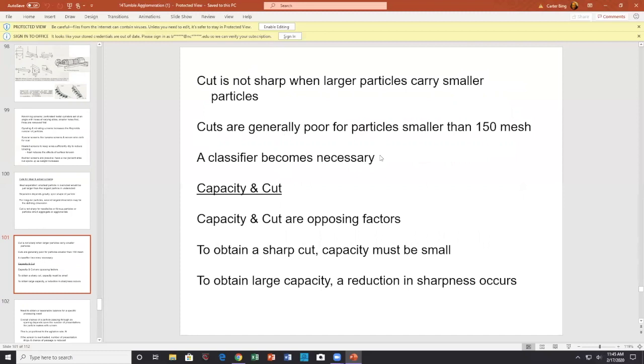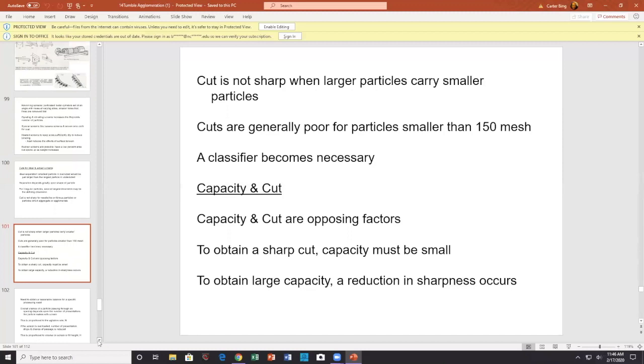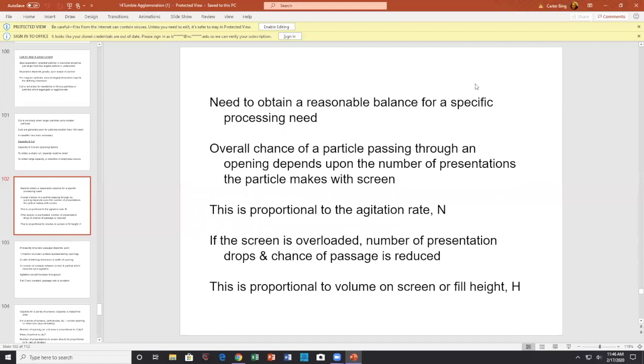Okay. Screening classifier, kind of interesting about that. Classifier, there's three or four ways of washing smaller particles out of larger particles. And that's what a classifier does. Cut and capacity are two opposing factors. Sharp cut means capacity is small. Large capacity means reduction in sharpness. Okay. Need to have a reasonable balance for a specific processing need.